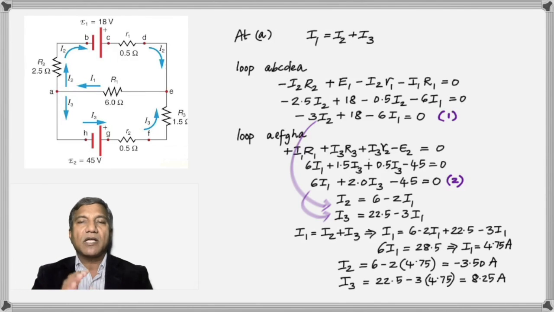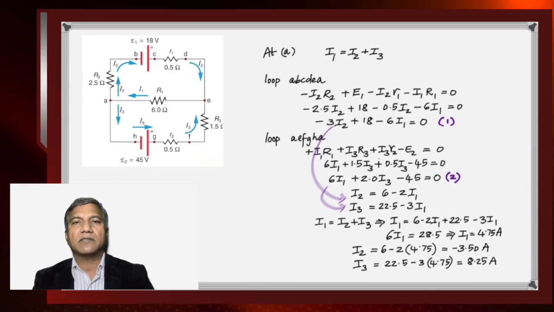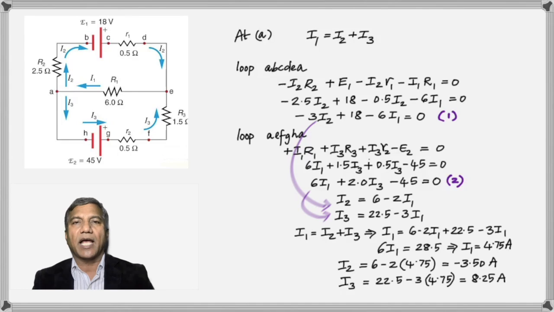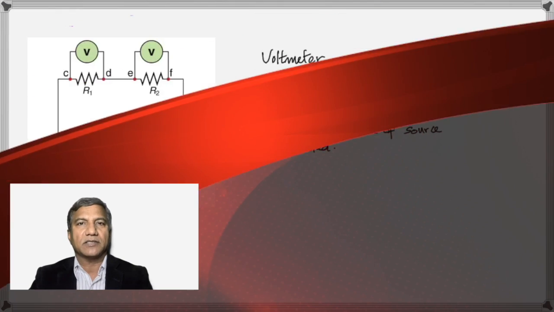So this is how we apply Kirchhoff's junction rule and the loop rule to calculate the values of the unknown currents. We got to get as many equations as the number of unknowns. So if you have 3 unknowns, as in this case, I1, I2, and I3, then we need to at least get 3 equations. And then we solve those 3 equations to find the values of the unknown currents.